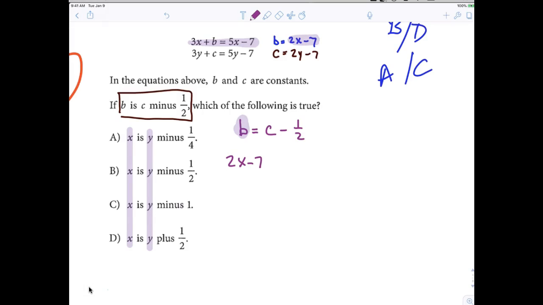So let's do that. 2x minus 7 equals. Now what does c equal? What does c equal? So I can replace this c with 2y minus 7. 2y minus 7 minus 1/2. Everybody look at that and see what I'm getting at, right? Now, why did I put it in terms of x and y? Because I looked at my answers. Everybody agree with that? And my answers had what? X and y.